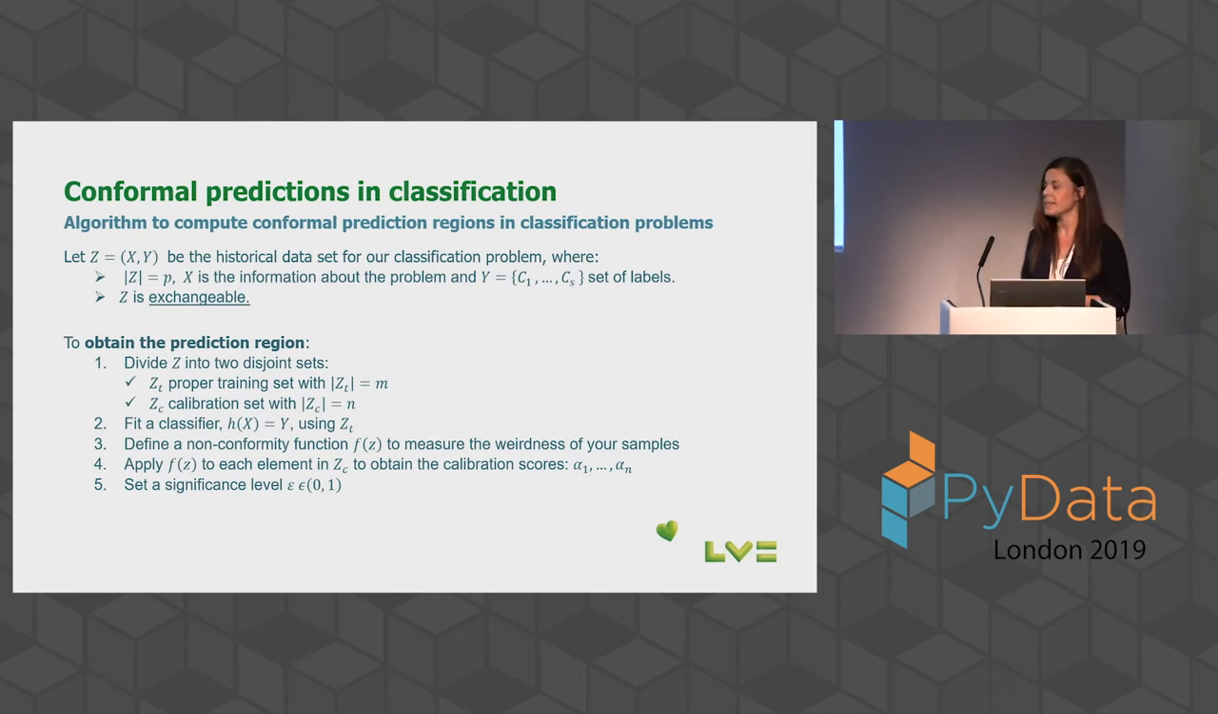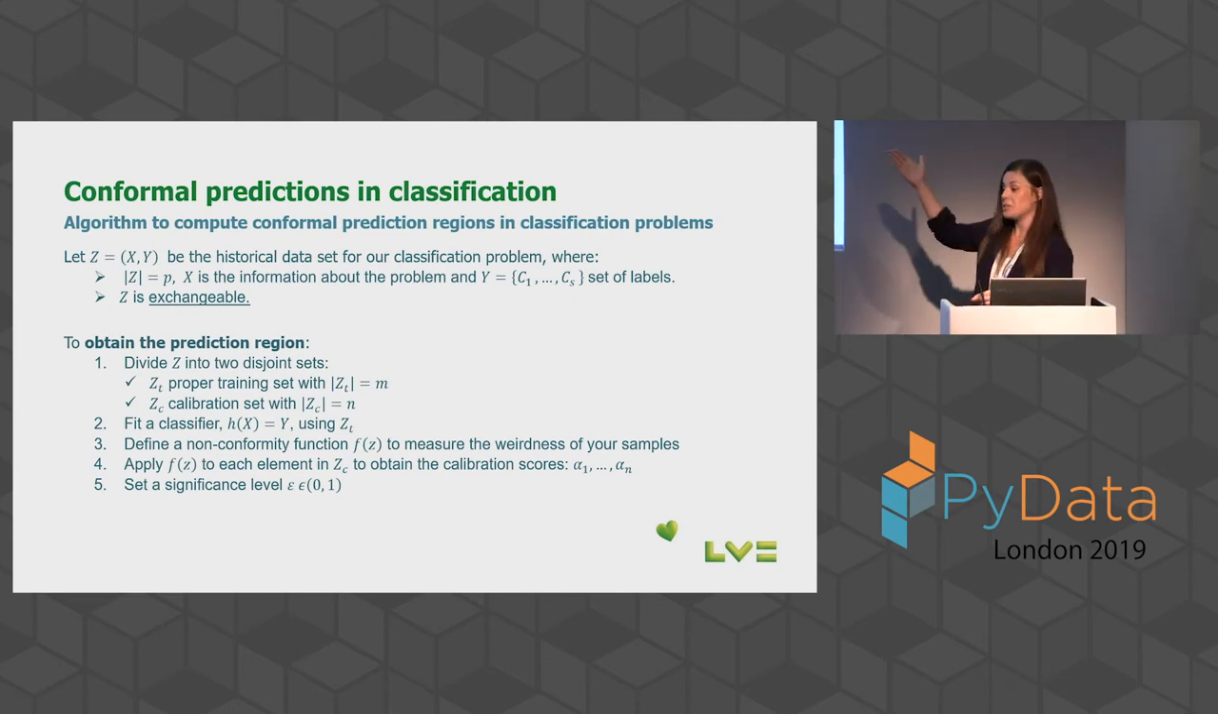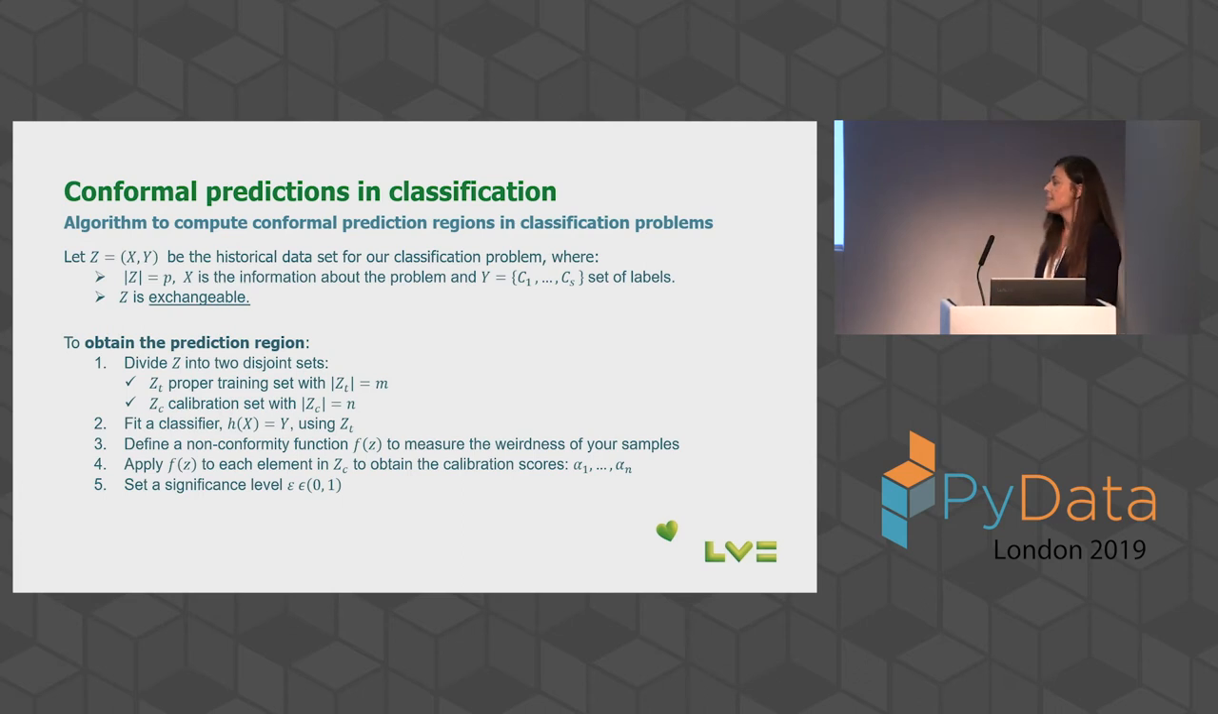set of historical data. You assume that the order doesn't matter. As usual, you split the data in two sets, a calibration set and a training set. You use the training set to build the classifier. You define the non-conformity function. You have to come up with a good idea to measure how weird your samples are.